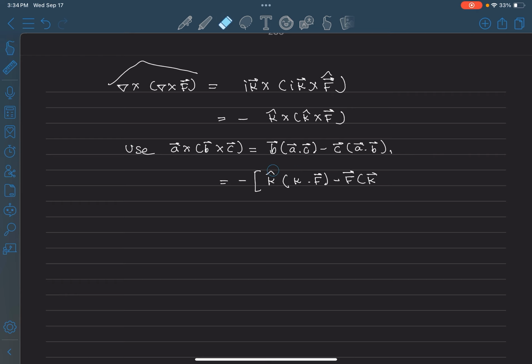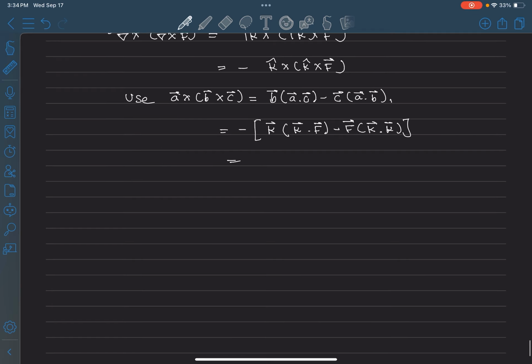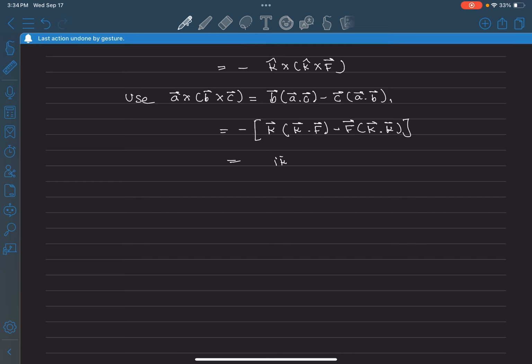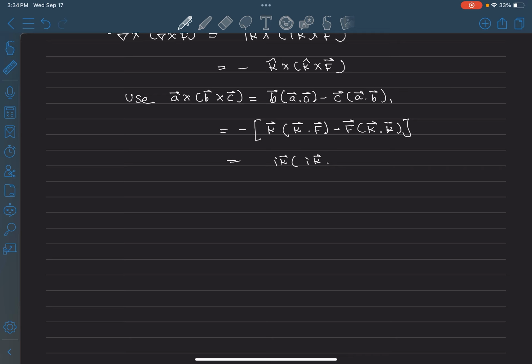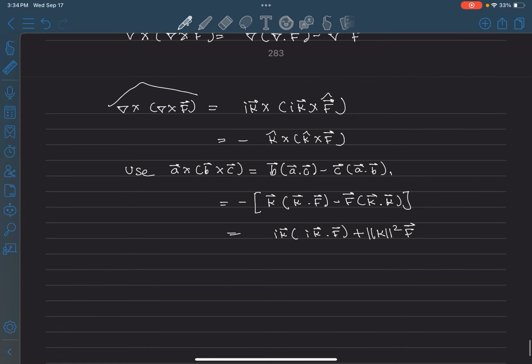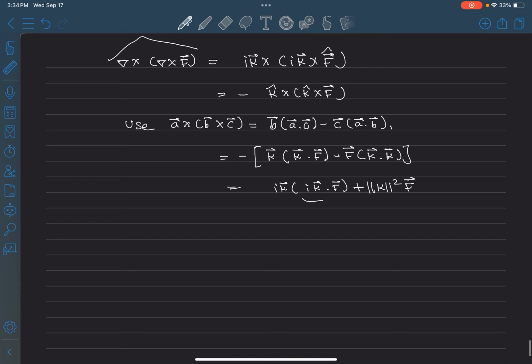The hat makes it unit, and that isn't necessarily a unit vector here, right? Okay, k vector dot k vector. So now this becomes minus, I can actually write this as ik vector, there's a reason for that, times ik vector dot F vector, right? And plus this is now the magnitude of k squared times F vector. Now notice that this thing is actually just the Fourier transform of the divergence of F, right?